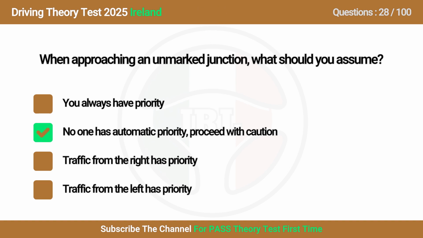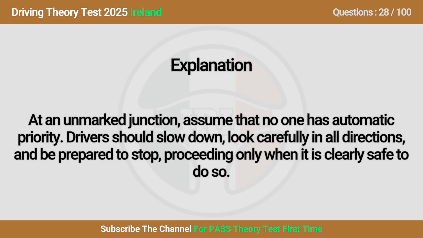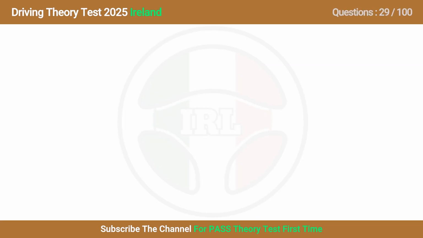Answer is B. No one has automatic priority. Proceed with caution. At an unmarked junction, assume that no one has automatic priority. Drivers should slow down, look carefully in all directions, and be prepared to stop, proceeding only when it is clearly safe to do so.